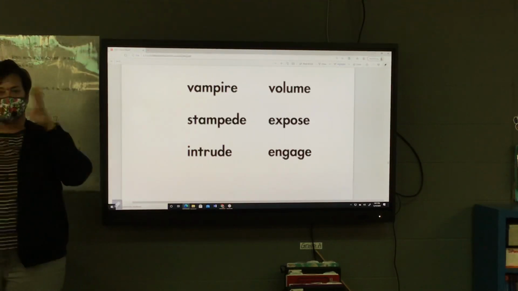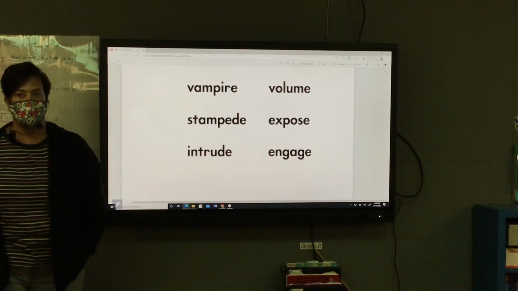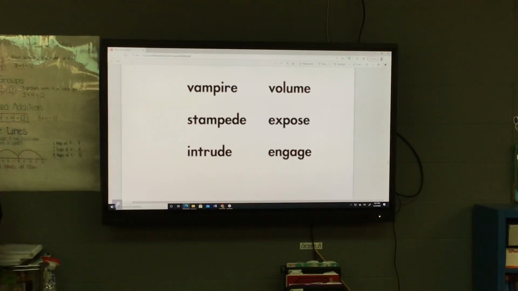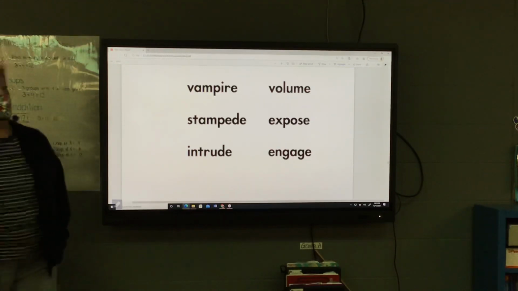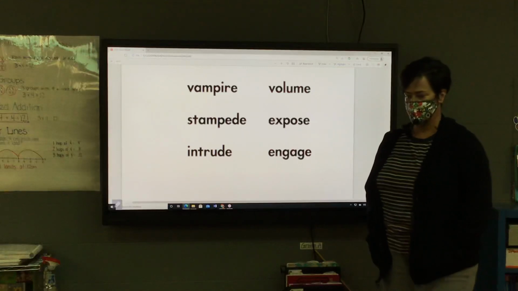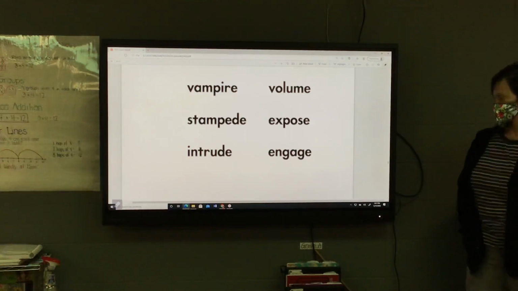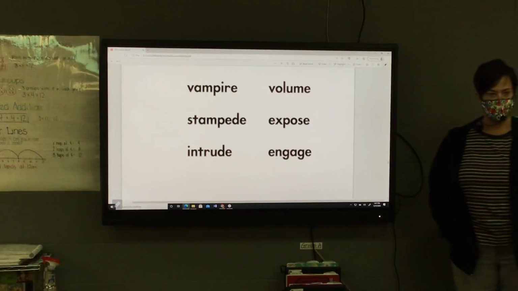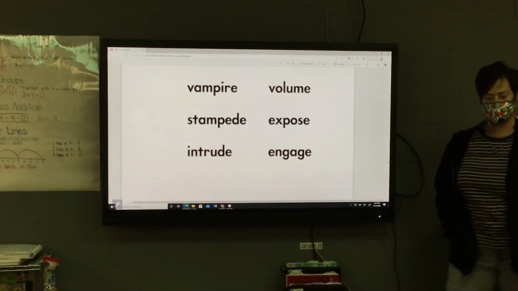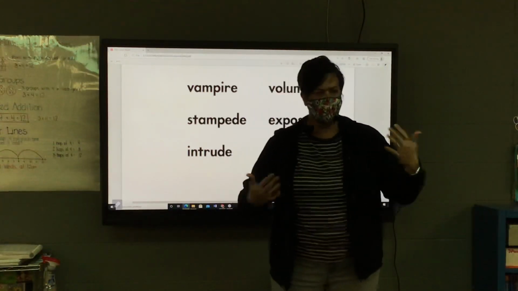This word means to make something show up. Maybe, I'm trying to think. If you open something up to let everybody see. Jenny? Expose. Expose, exactly.